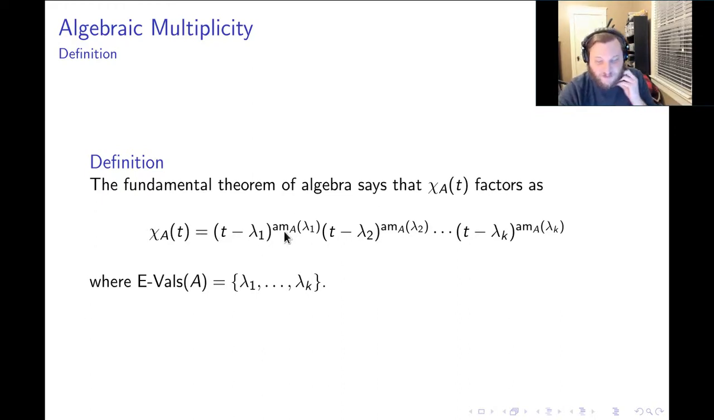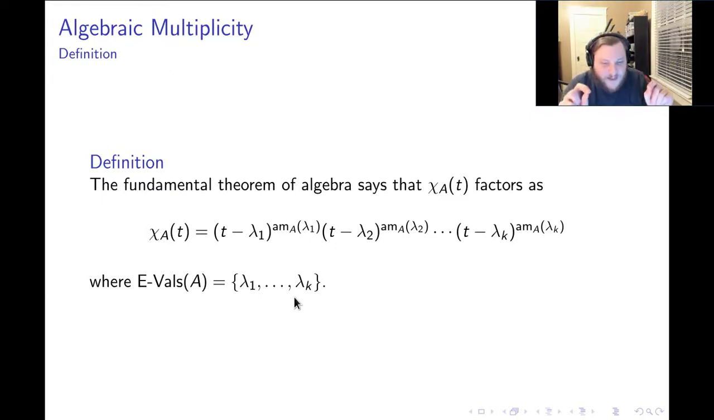raised to the multiplicity, which we're going to write for the moment as am sub a of lambda 1, multiplied by t minus the second eigenvalue raised to its multiplicity, am sub a of lambda 2, and we keep going until we get to the last eigenvalue, t minus the last eigenvalue raised to its multiplicity, am sub a of lambda k. So here, lambda 1 through lambda k are the eigenvalues of our matrix.